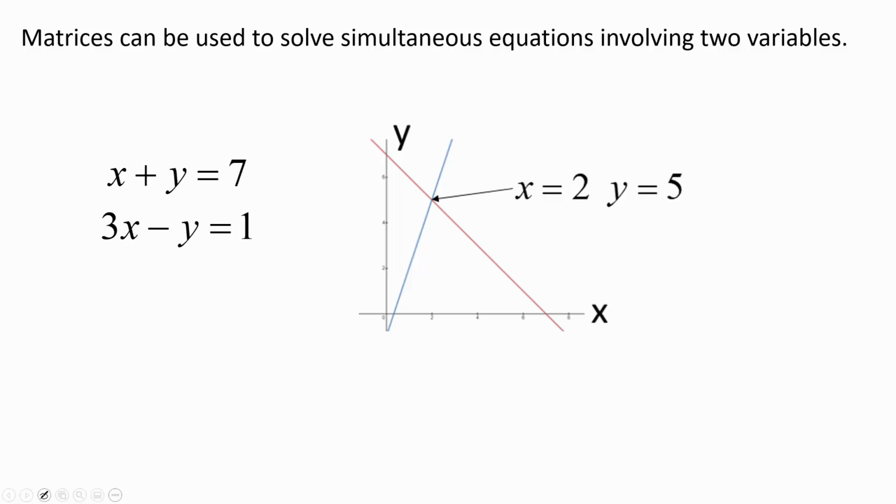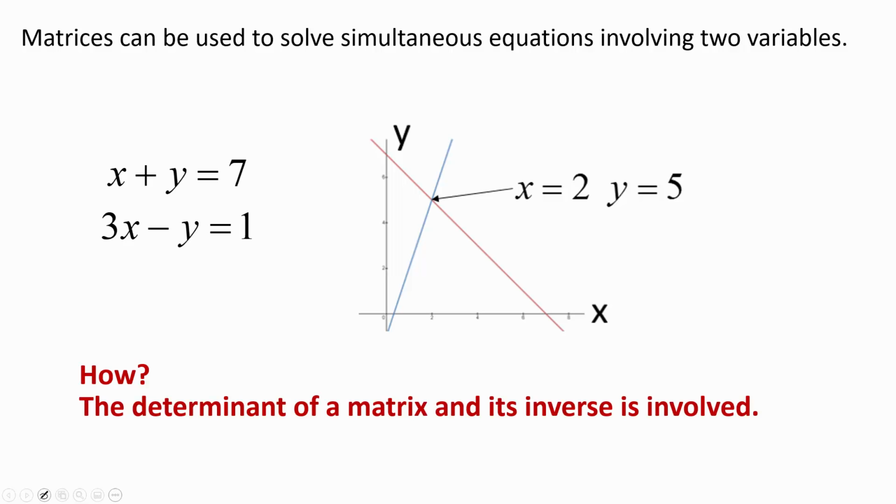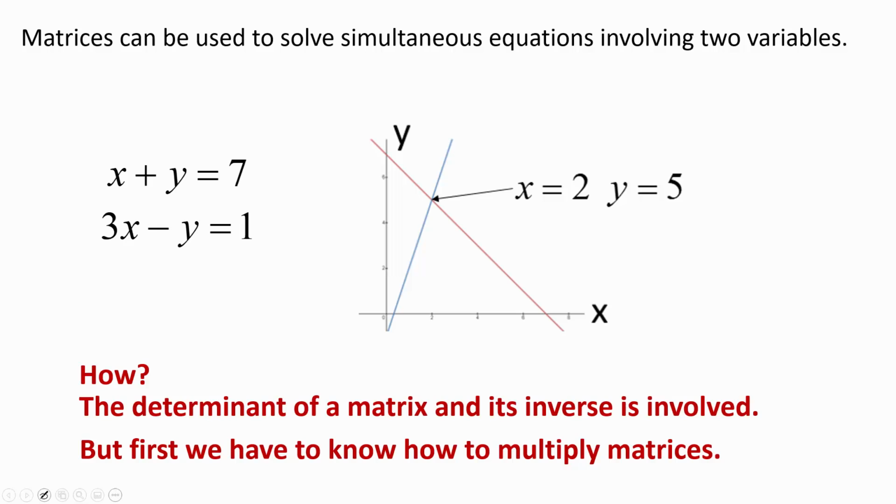So here's an example. We have our simultaneous equations, x plus y equals 7 and 3x minus y equals 1, and graphically they represent two straight lines with the intersection, which is the solution to the simultaneous equations, x equals 2 and y equals 5. But how can we solve them using matrix operations? As mentioned, the determinant of the matrix plays a part, as well as what we call the inverse of the matrix. And to be able to do that, we have to know how to multiply matrices.